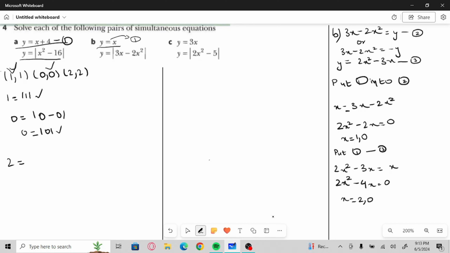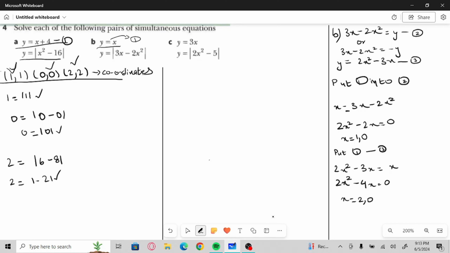For the third, we have 2 is equals to 3 multiplied by 2 is 6, minus 2 multiplied by 2 squared, 4 multiplied by 2 is 8. So we have 2 is equals to negative 2, but in a modulus, so that solves the problem, and that is correct. So these three values of these three coordinates are correct.